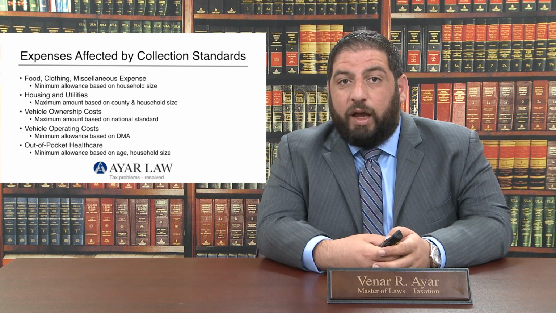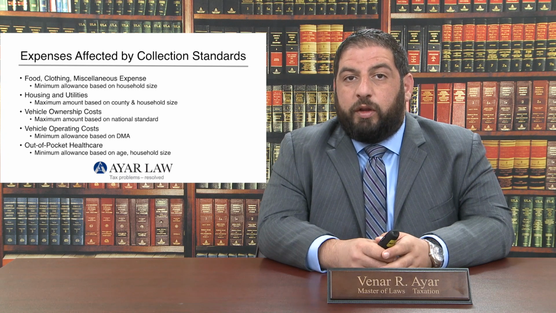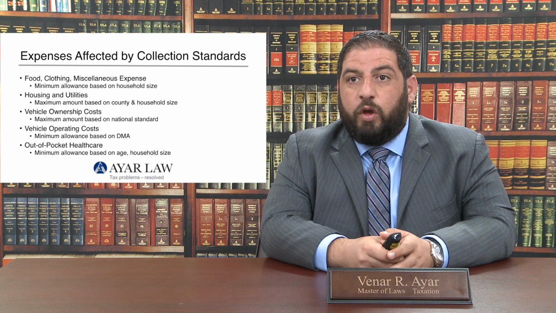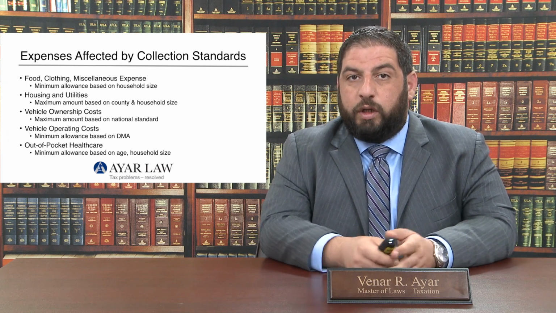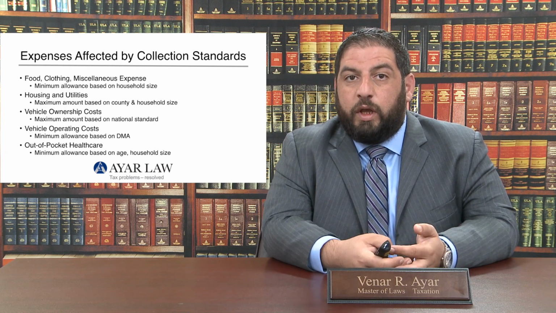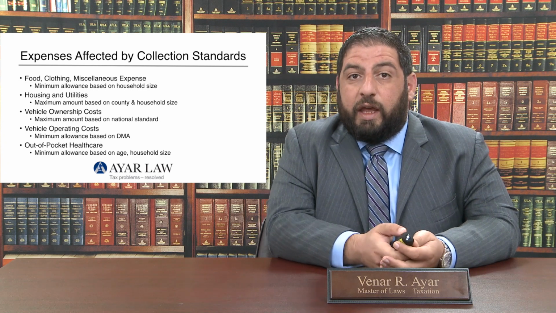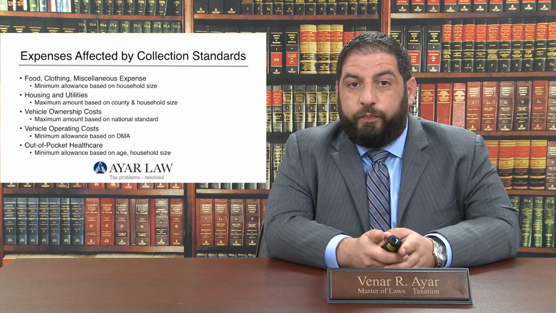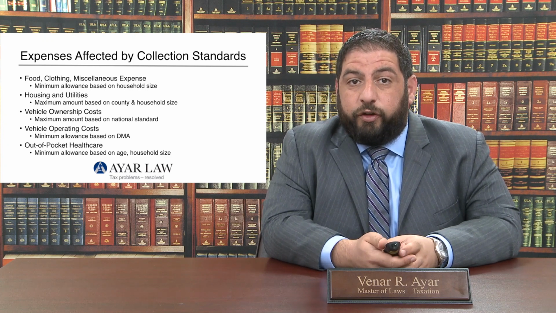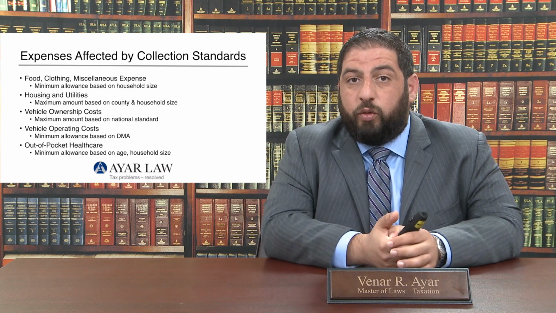The only time I've ever asked for deviations on food, clothing, miscellaneous is if I have a taxpayer that has allergies or some kind of medical dietary restrictions, which requires them to spend more money on their food. Then I can argue for more than the standard amount as long as I can substantiate that the expense is actually incurred and that it is necessary for health and welfare. Okay, there's also a standard for housing and utilities. This standard is different though, because this one is actually a maximum amount based on county and household size.